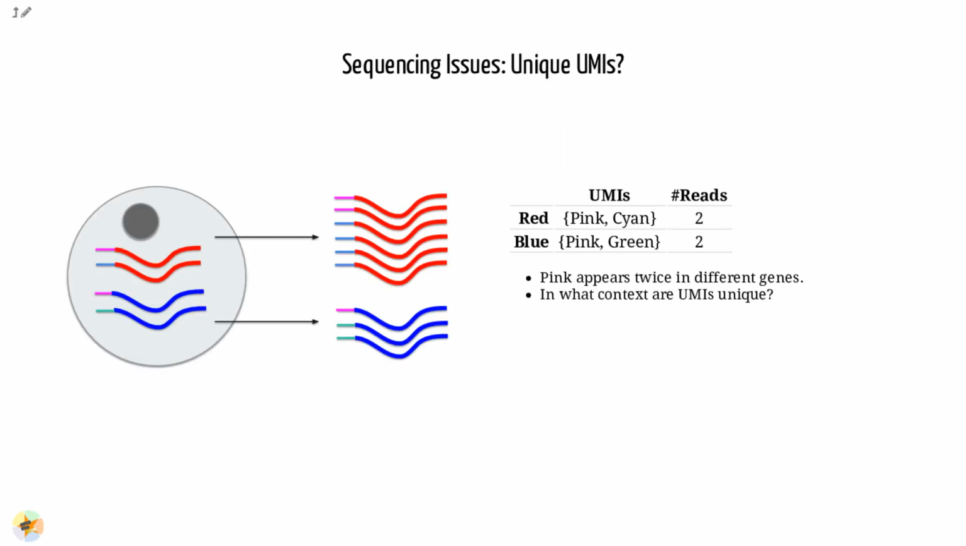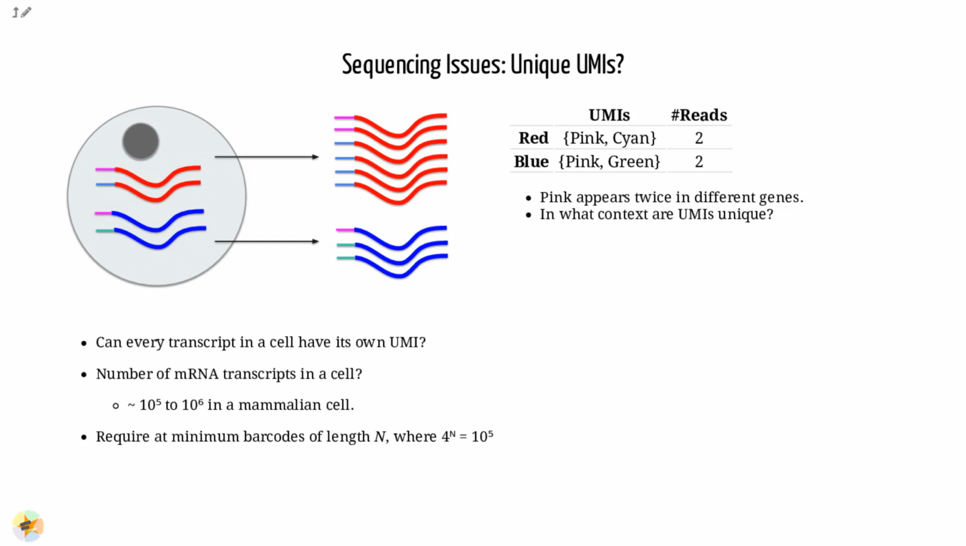UMIs are relatively random, but not truly random. Notice that the pink UMI appears twice, once in the blue transcript and once in the pink transcript. This is due to there often being more transcripts than available UMIs, both of which are dependent on the number of transcripts in a cell and the length of the barcode.